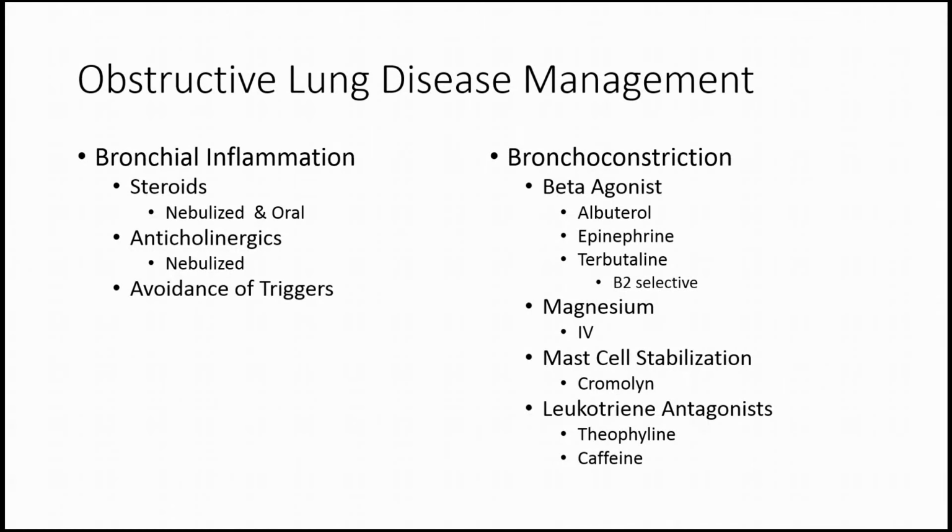Bronchoconstriction: beta agonists, right? So remember fight or flight: albuterol, epinephrine, terbutaline. These are different types of beta agonism, and some are selective, some are non-selective. IV magnesium, mast cell stabilizers, which we don't use in the pre-hospital setting.